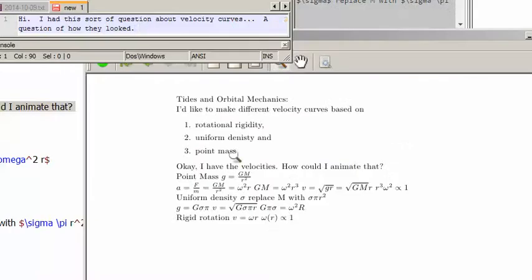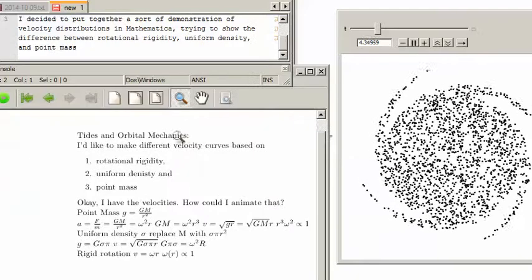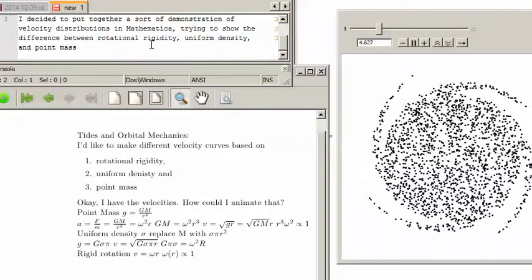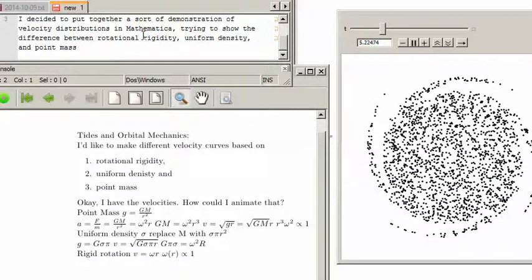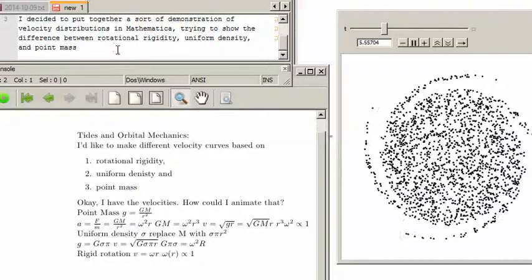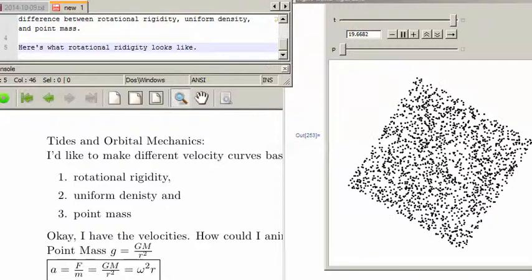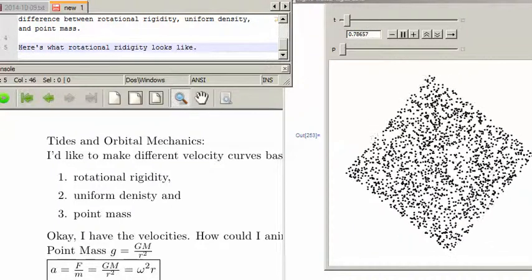Hi. I had this sort of question about velocity curves, how they looked. I decided to put together a demonstration of velocity distributions in Mathematica, trying to show the difference between rotational rigidity, uniform density, and point mass. Here's what rotational rigidity looks like.